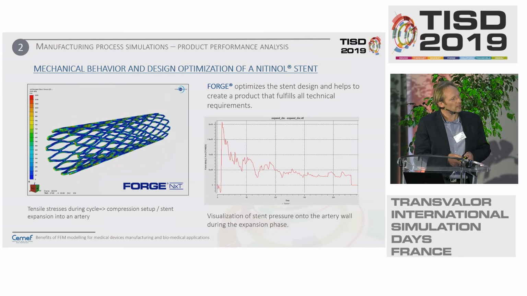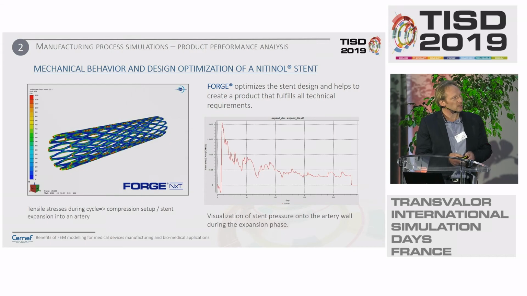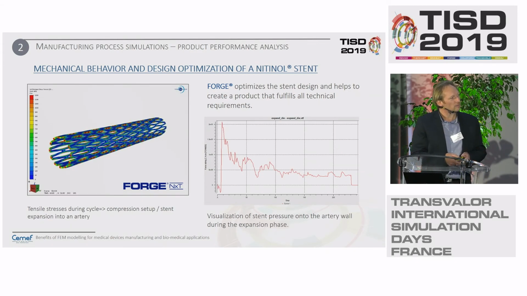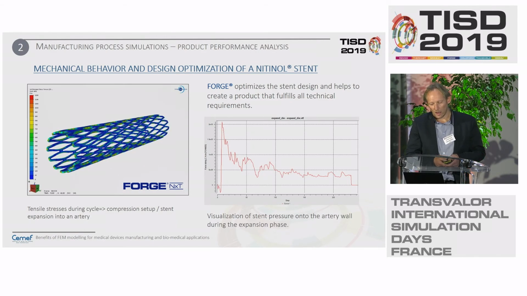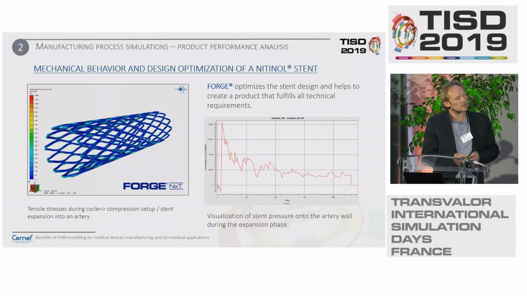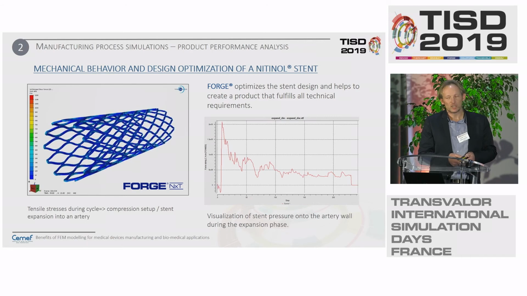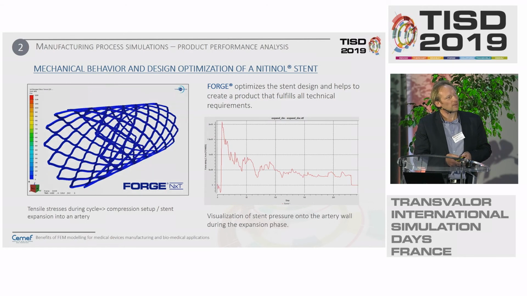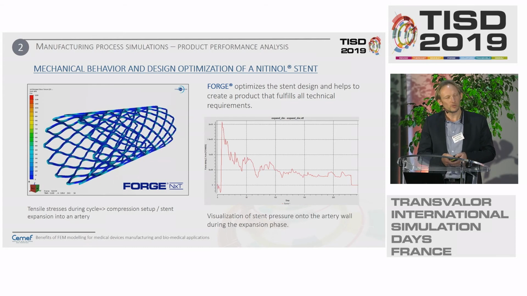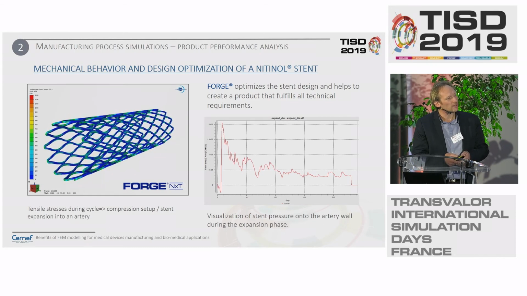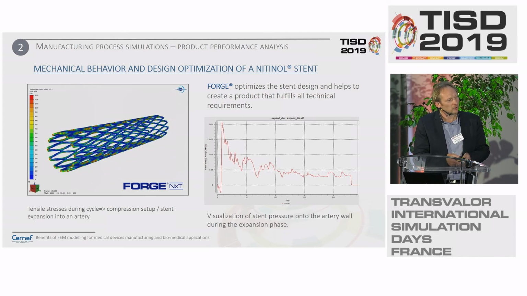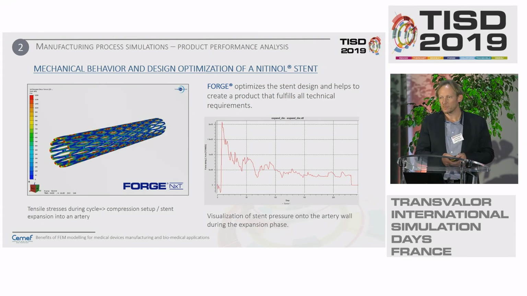a very short video about the compression expansion cycle of a stent. The stent is made of nitinol, a high performance shape memory alloy, and thanks to Forge, we are able to optimize the stent design and help to create a product that fulfills all the technical requirements. You can look at the evolution of the pressure onto the artery wall during the expansion phase of the stent.